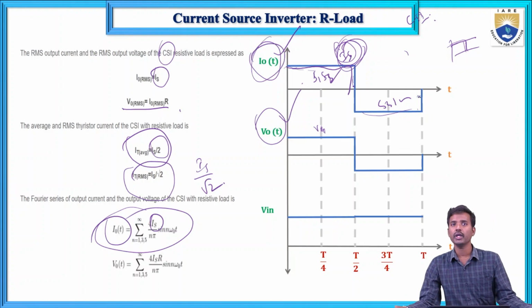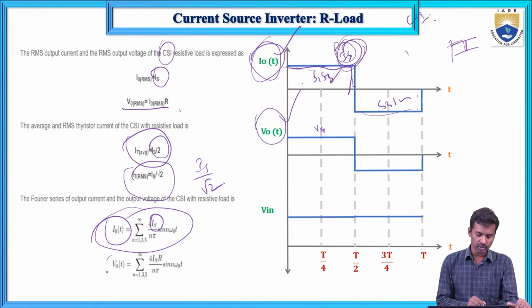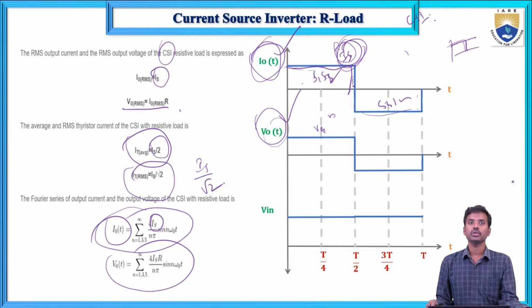So if you make this in the form of a Fourier series, the output current and output voltage are the same form. The output voltage V naught equals IS into R. So here sigma n equals 1, 3, 5 up to infinity of 4 into IS by R n pi sin n omega naught t. So these are important formulas.